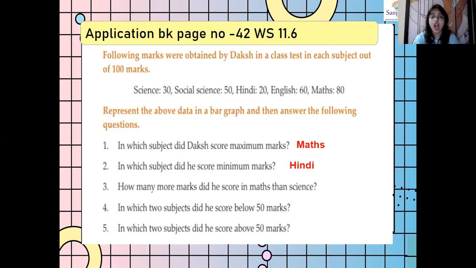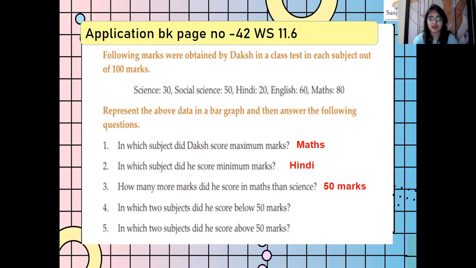Then third one, how many more marks did he score in maths than in science? Maths is how much, children? 80, right? He has scored the highest marks in maths, 80, and science is 30. So 80 minus 30 is 50 marks.